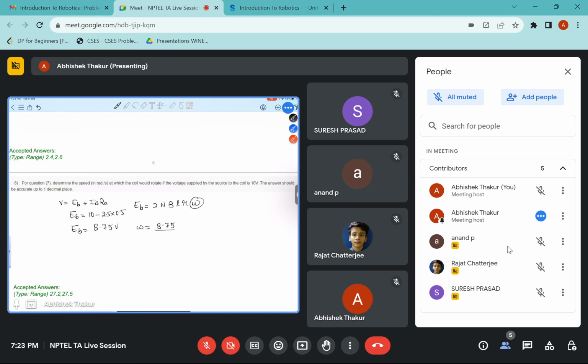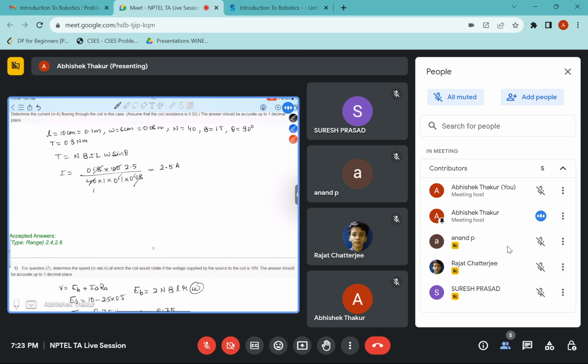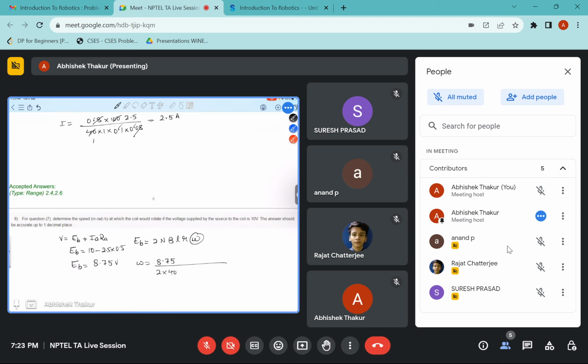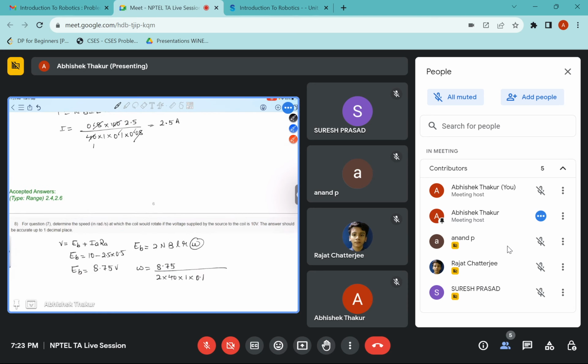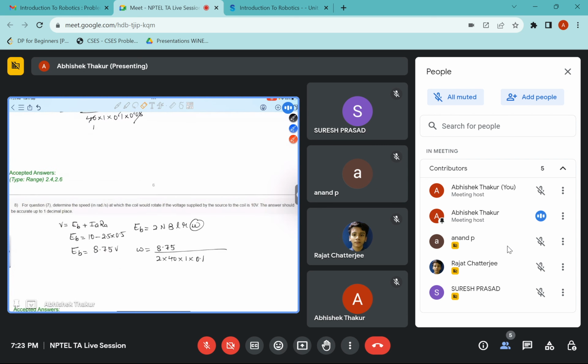So now when you substitute all this, we will get omega as 8.75 divided by 2 into 40. N was 40, given in the previous question. B was given as 1. L was given as 0.1. So r, the radius, will be width divided by 2. Here the width was given in the previous question as 0.08, so it will be 0.04.